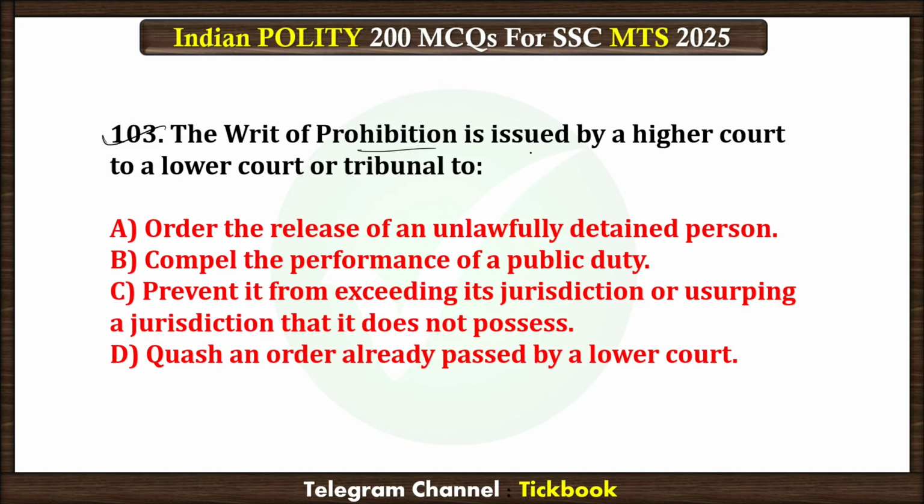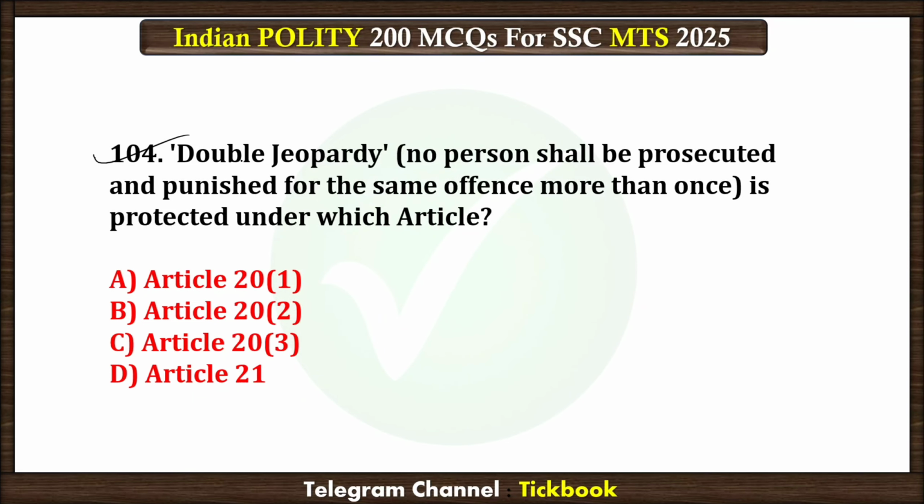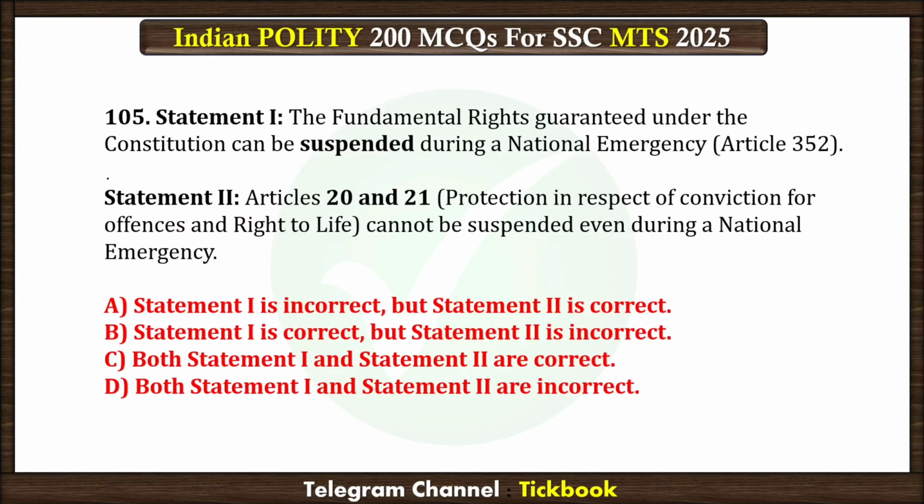103. The writ of prohibition is issued by a higher court to a lower court or tribunal to. Option number C, prevent it from exceeding its jurisdiction or usurping a jurisdiction that it does not possess. 104. Double jeopardy. No person shall be prosecuted and punished for the same offence more than once is protected under which article? Option number B, Article 20(2).